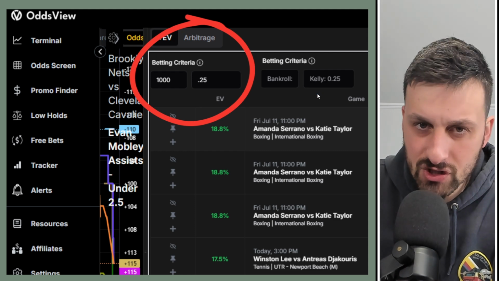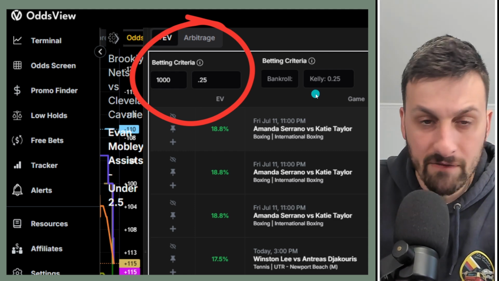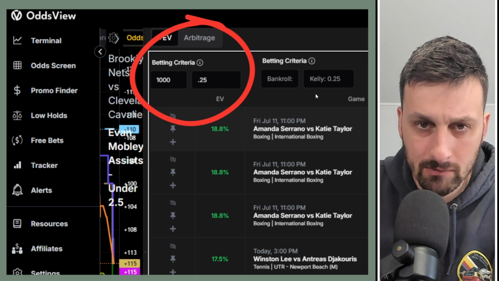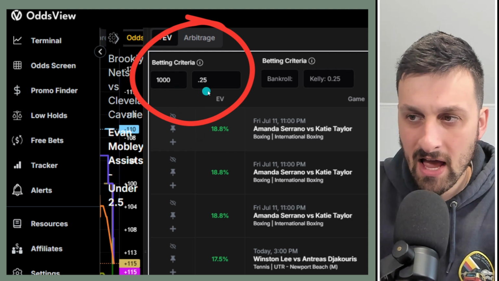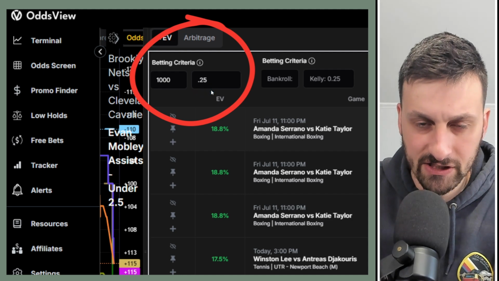If you want to play it safe, just stick to the standard 0.25. If you want less risk, knock it down. If you want more risk, knock it up. So all of my examples are for a $1,000 bankroll at a pretty modest 0.25 Kelly criterion.